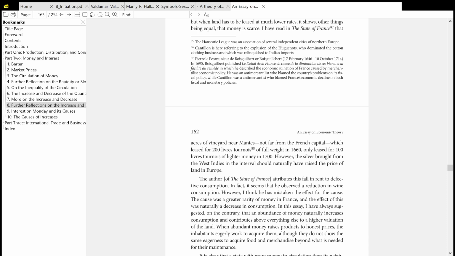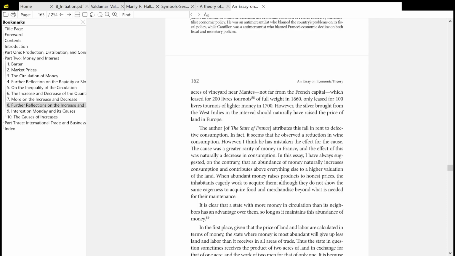When abundance of money raises products to honest prices, the inhabitants eagerly work to acquire them, although they do not show the same eagerness to acquire food and merchandise beyond what is needed for their maintenance. It is clear that a state with more money in circulation than its neighbors has an advantage over them, so long as it maintains this abundance of money.